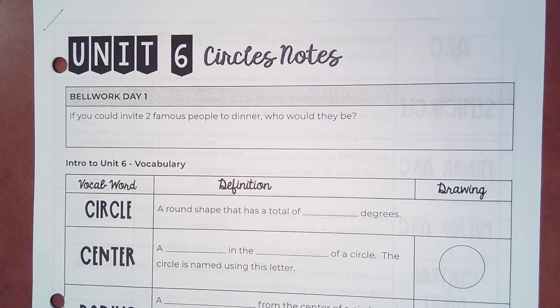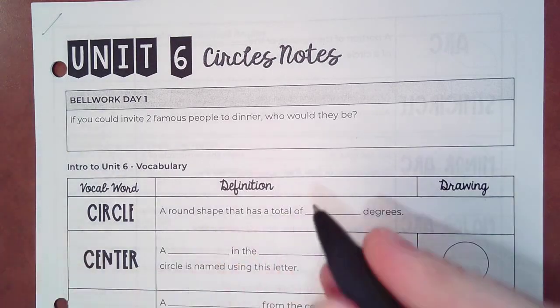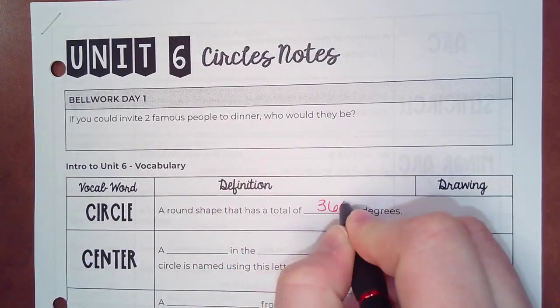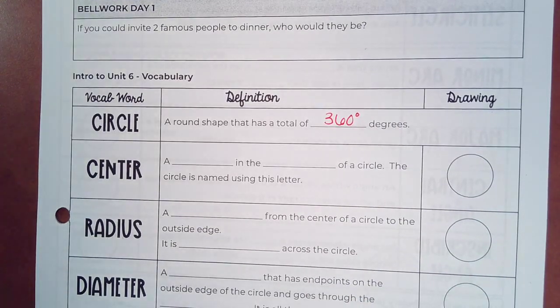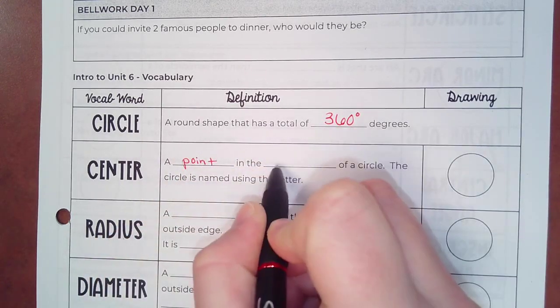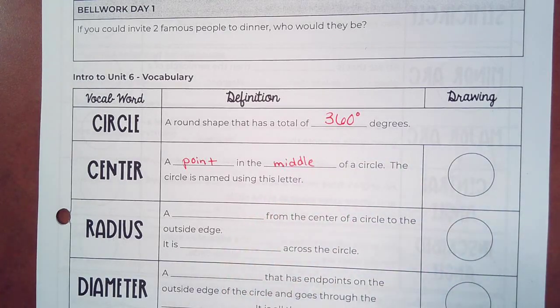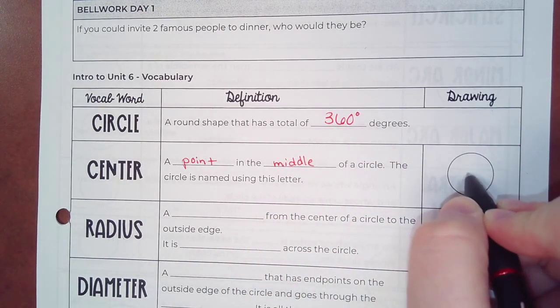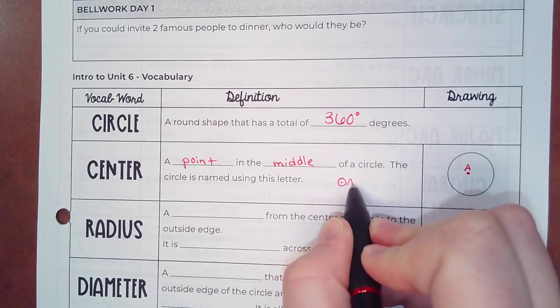All right, Geometry Unit 6, Circles. Let's start first by talking about vocabulary. So, of course, a circle is a round shape that has a total of 360 degrees. I'm going to go all the way around. Okay, this center, this is a point in the middle or center of a circle. The circle is named using this letter. So if I put a center here and I said A, then I would call this circle A.